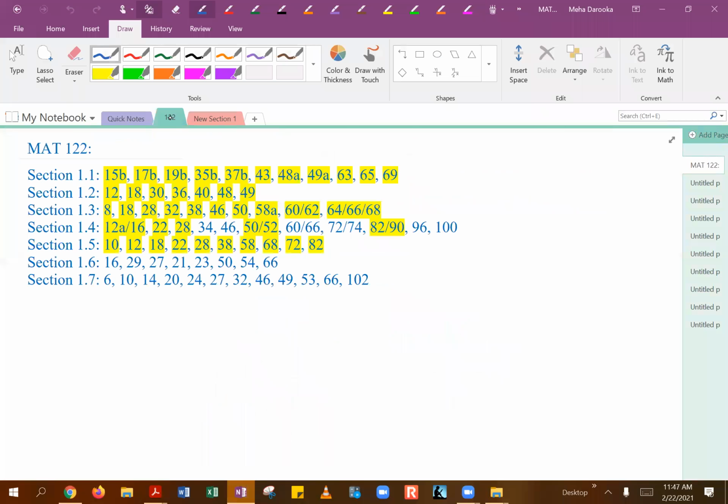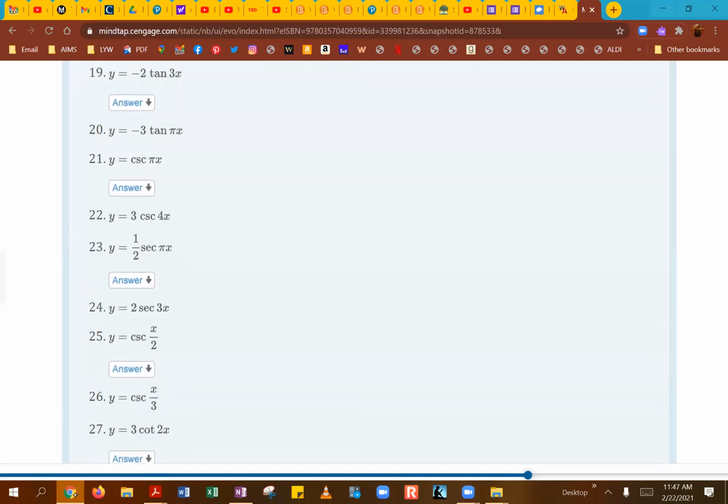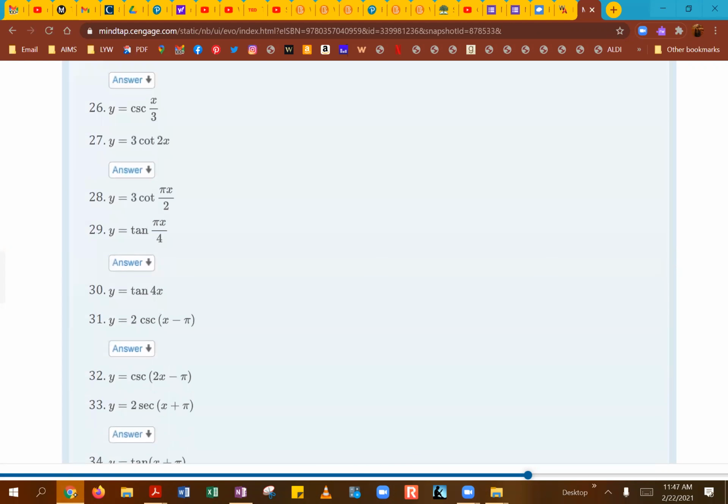So let's take a look at our next example. I'm actually not sure which function I went for over here. Looks like we are actually still doing the tangent function, but you know what? Let's change that to 28. Let's do this. 3 times cotangent of pi times x over 2, and let's see what happens with this one. So let's go ahead and write this down.